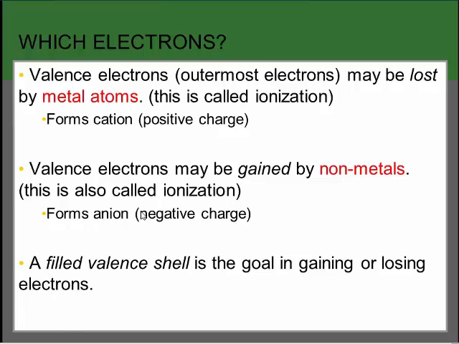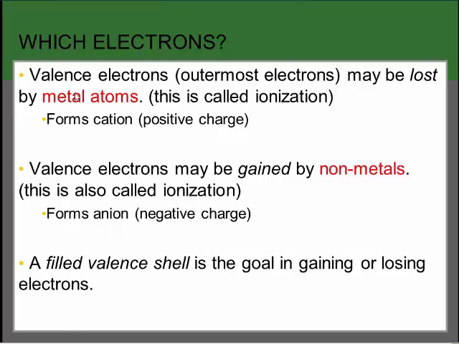Remember that valence electrons are the outermost electrons in an element. Those are the ones that are lost by the metal atoms. This is called ionization. Again, that forms a cation because we've lost negative charge. We're left with extra positive charge. Now, nonmetals, when they gain electrons, they gain valence electrons. Again, the outermost electrons are the ones that are built up in a nonmetal when it gains electrons. And that will form an anion as there's excess negative charge now.